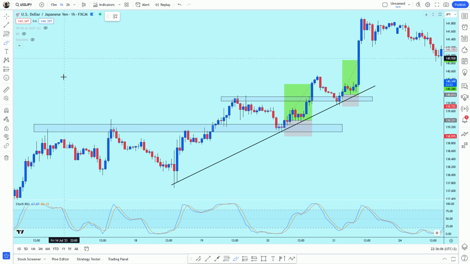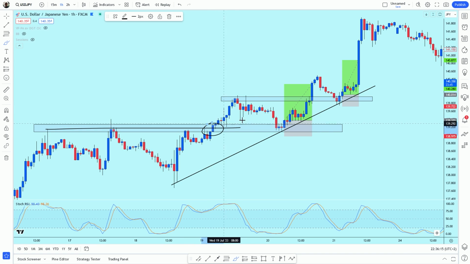Now let's review these trades. First we have this broken resistance zone, then price went back to retest it, formed a bullish reaction, and we have an indicator buy signal. Stop loss below previous low and take profit above this previous high, or as I said, you can aim for this previous high.